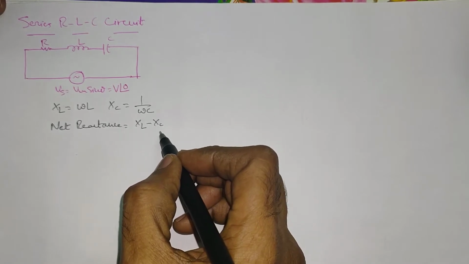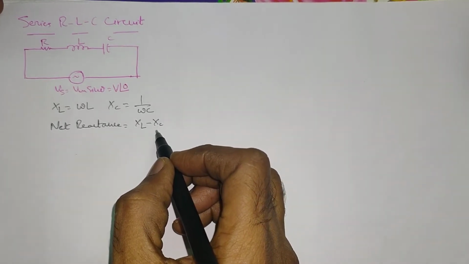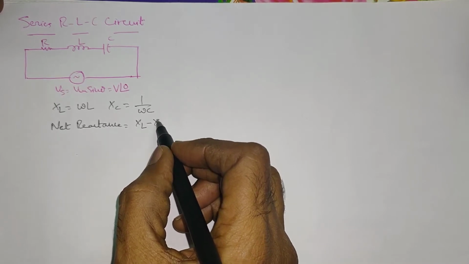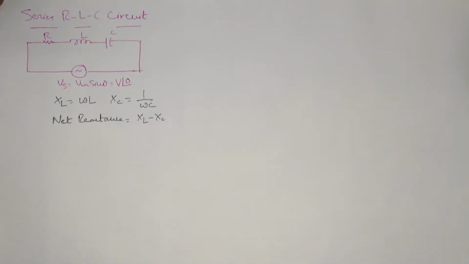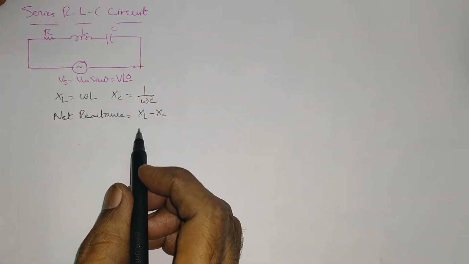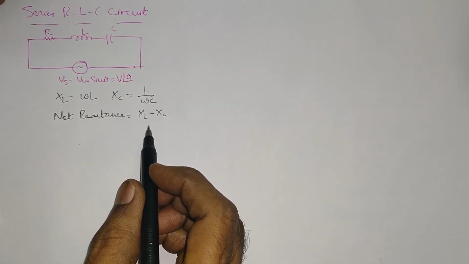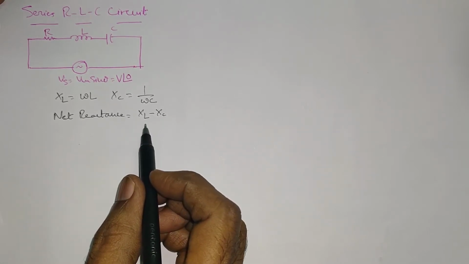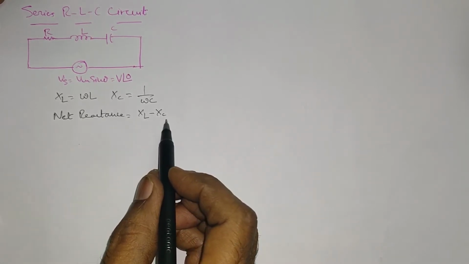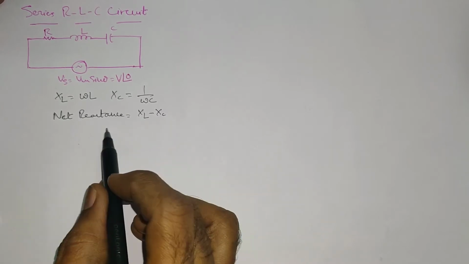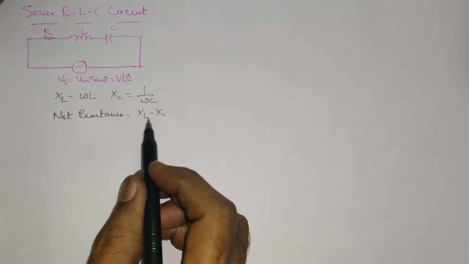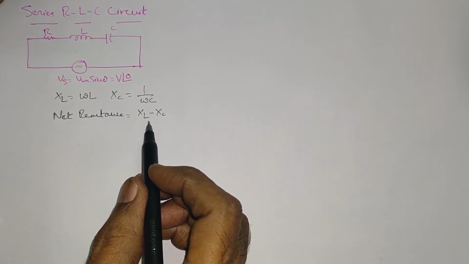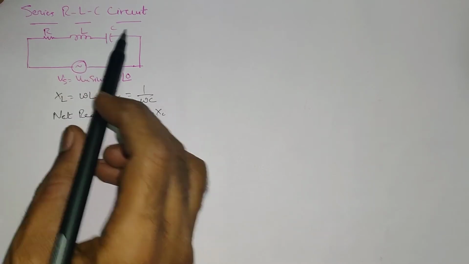These things we have seen in the previous sessions, because XL will be in the positive imaginary direction and XC will be along the negative imaginary. And here we are going to have two cases in which the magnitude of net reactance will be positive when XL is greater than XC, and the net reactance will be negative when XC is greater than XL. That depends upon the frequency and also the parameters L and C.